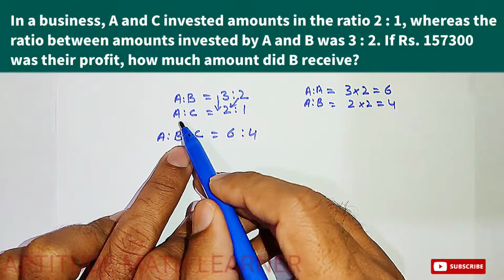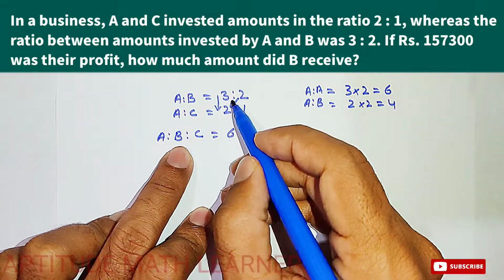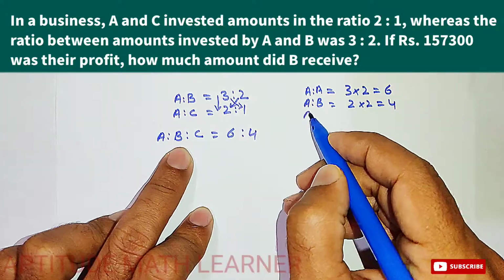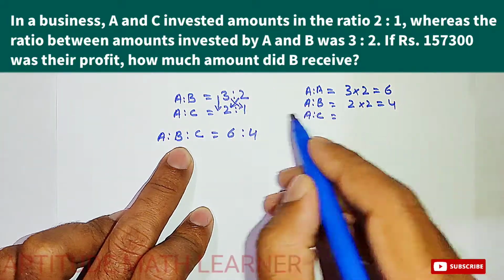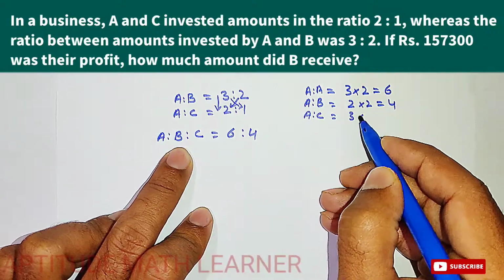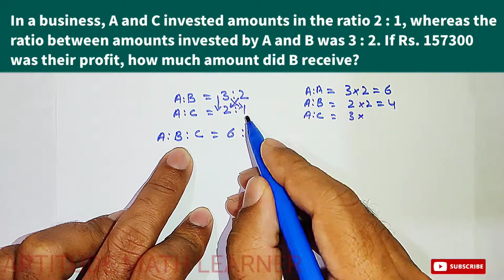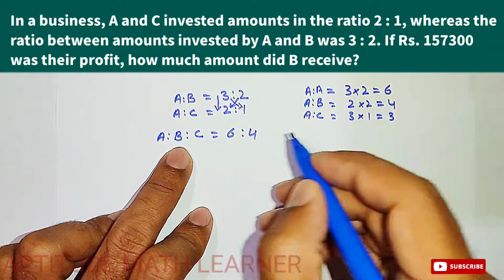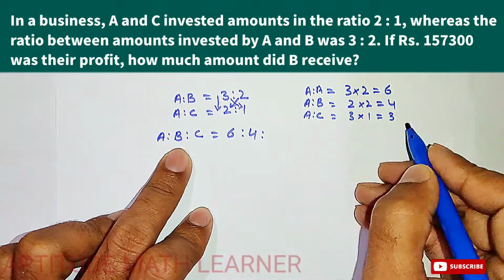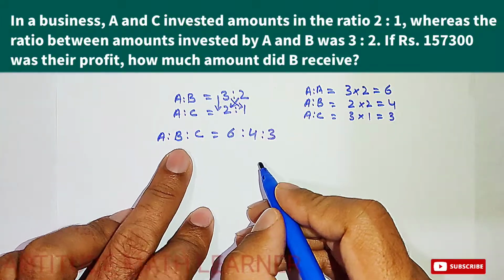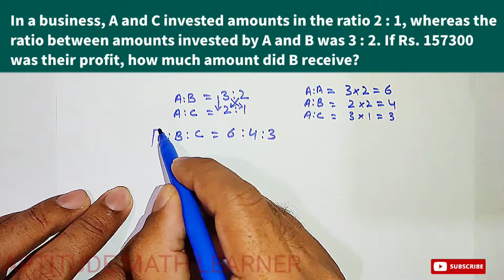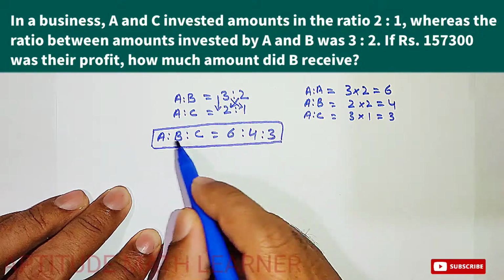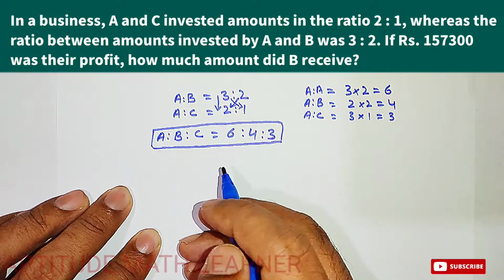And now for C, we multiply A and C. So A ratio C is 3 for A and 1 for C, and this becomes 3. So the ratio for C is 3. So these are the ratios invested by A, B and C.